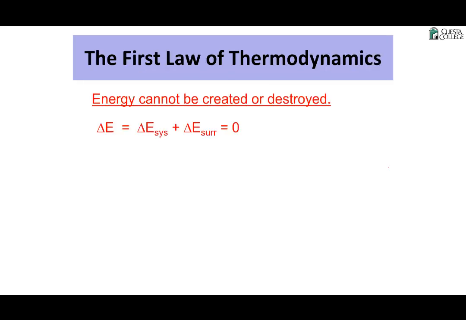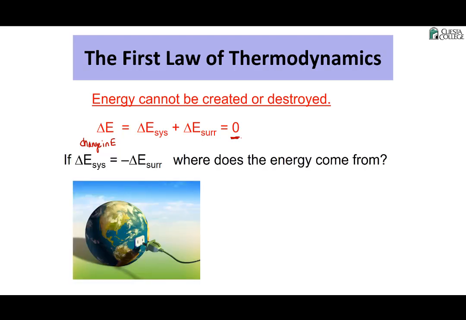The first law of thermo, as we saw before, says that energy can't be created or destroyed. In mathematical terms, that means the change in energy in a particular system is going to be equal to the change in energy of the system plus the change in energy of surroundings. And all that has to add up to 0 because energy can't be created or destroyed. If we rearrange that just a little bit, you can see that the change in energy of the system is going to be equal to the negative value of the change in energy of the surroundings, just by subtracting E surroundings from both sides of that equation.